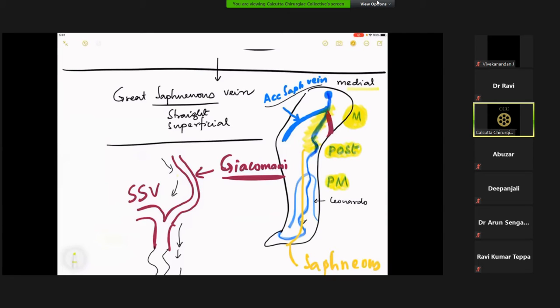So the anatomy of the great saphenous vein is always arched. It is found as a continuation of the dorsal venous arch in front of the medial malleolus. So what are the points that I have said here? Let's recap. The great saphenous vein is found on the medial aspect of the leg.